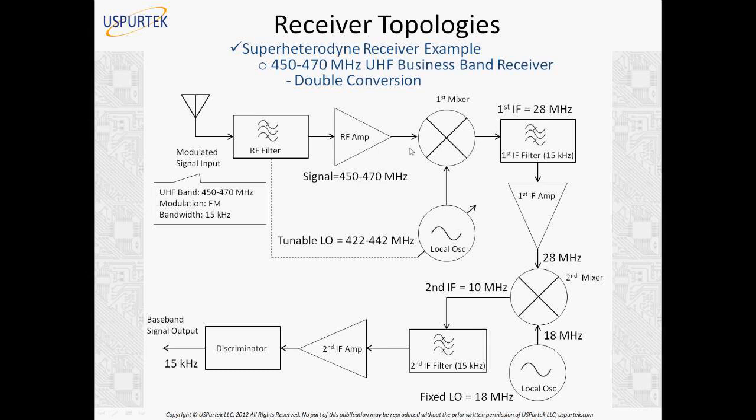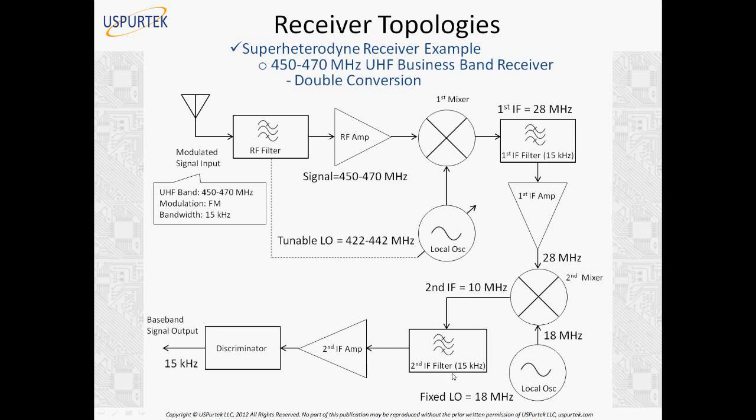And at the second mixer, again, the simple formula to calculate is you subtract twice the IF. So 28 megahertz minus twice the IF. Twice the IF is 20 megahertz. That gives us 8 megahertz. So 8 megahertz again is outside this range. We are filtering only the 10 megahertz carrier frequency, centered at 10 megahertz with a bandwidth of 15 kilohertz around it. And then we go to the second IF amplifier stage and then a discriminator.